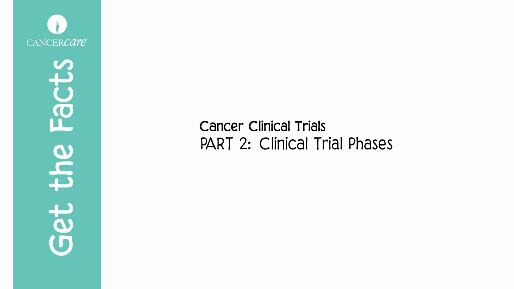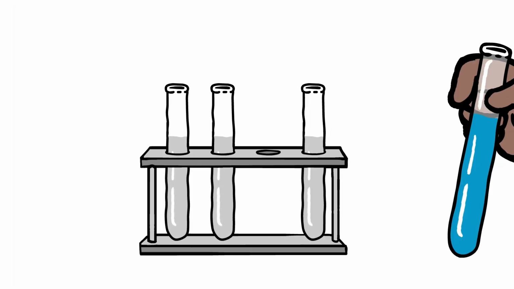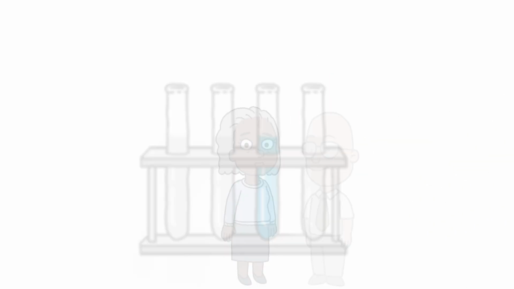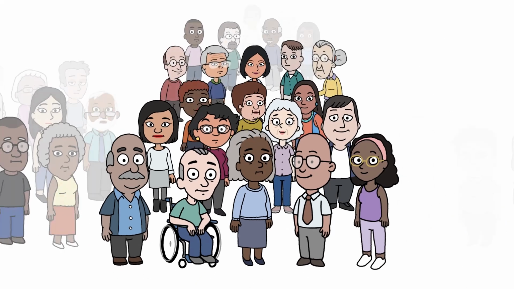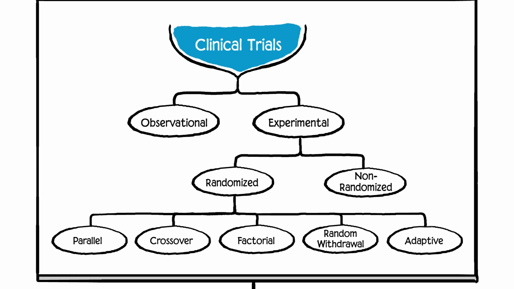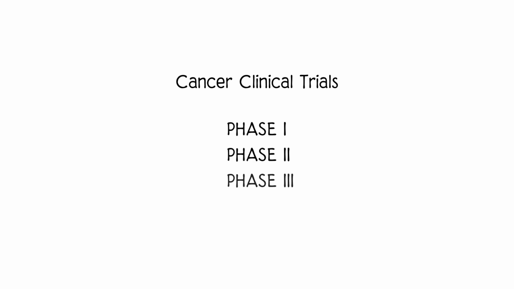Clinical Trial Phases. Once a potential new cancer treatment shows promise in a laboratory setting, it needs to be tested in human volunteers. Now, there are many ways to design clinical trials. We're going to focus on some of the more common types you're likely to encounter. Like other clinical trials, cancer clinical trials are done in phases, with each phase helping researchers answer different questions.